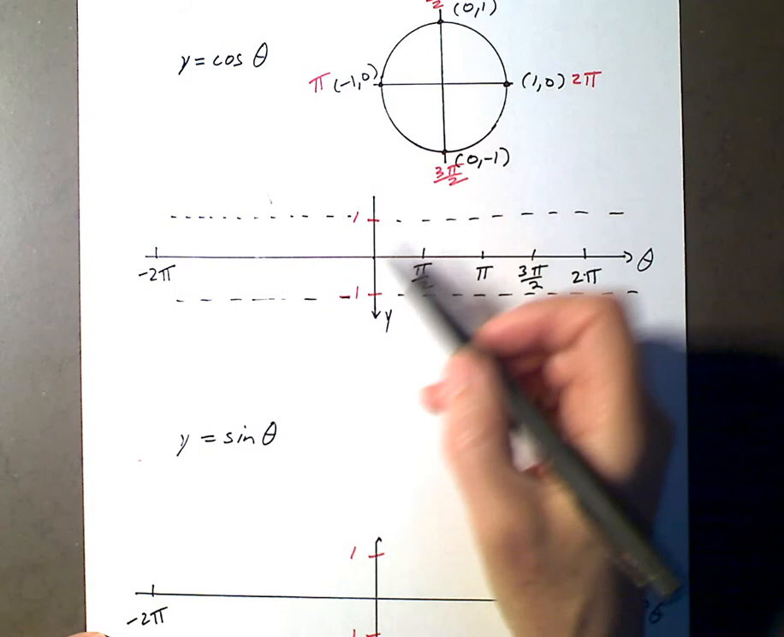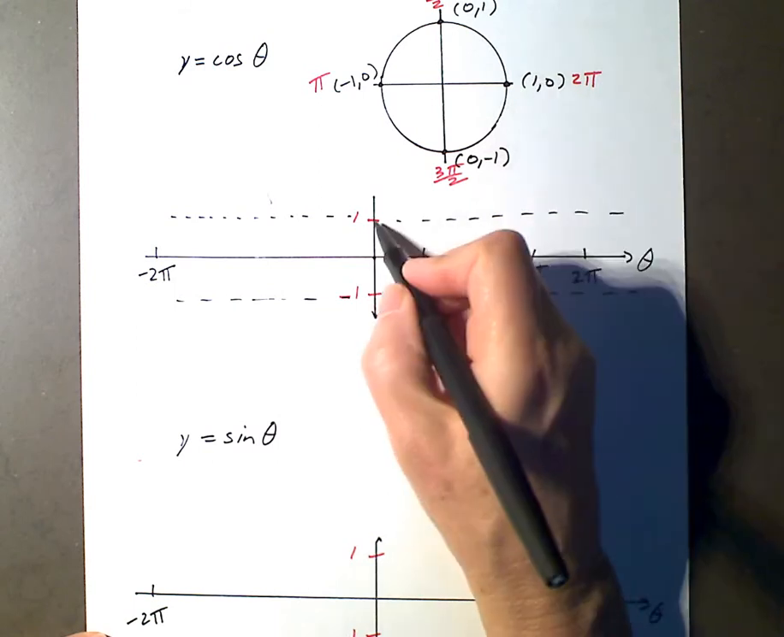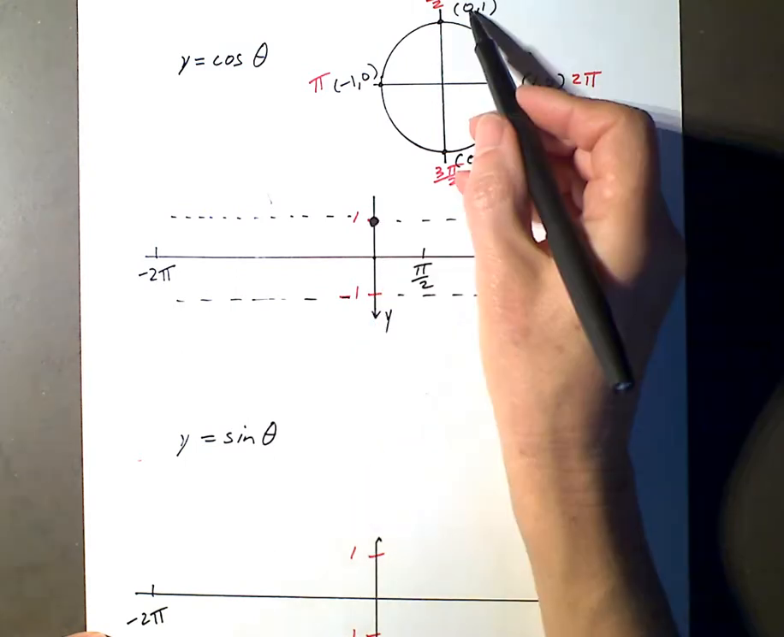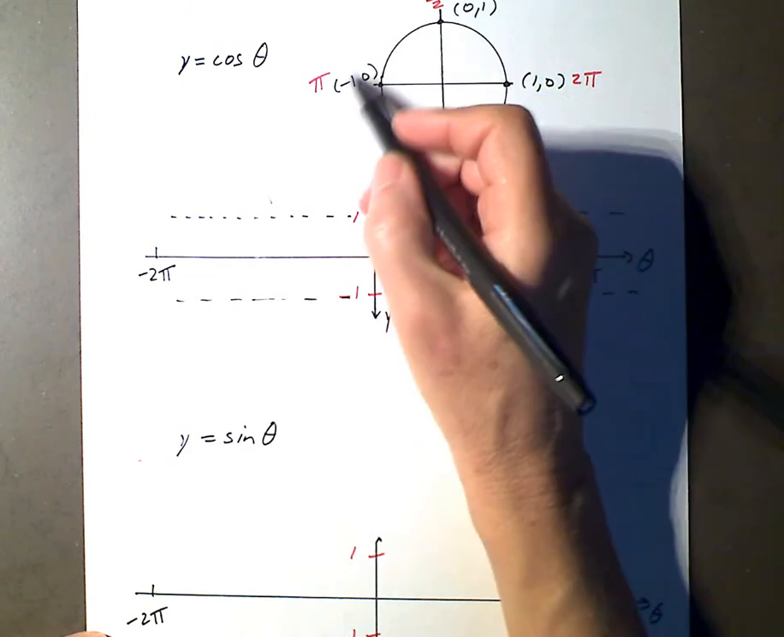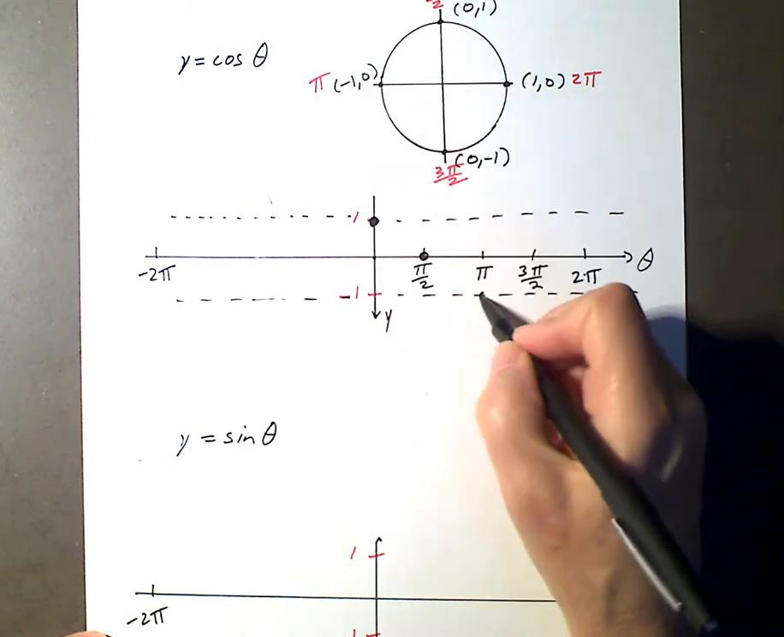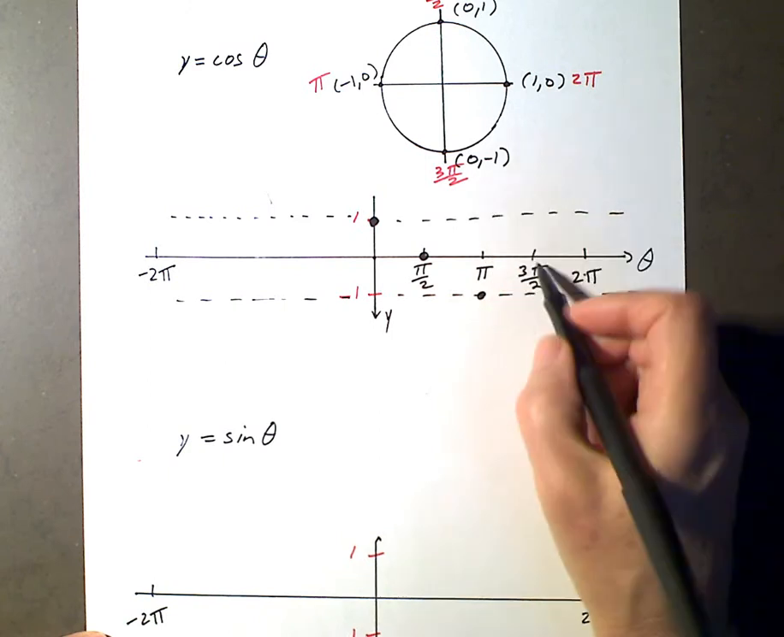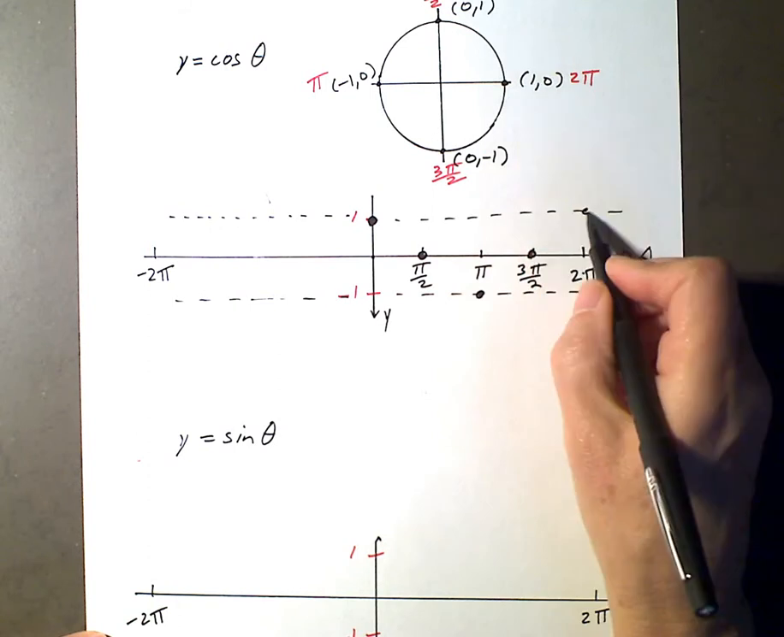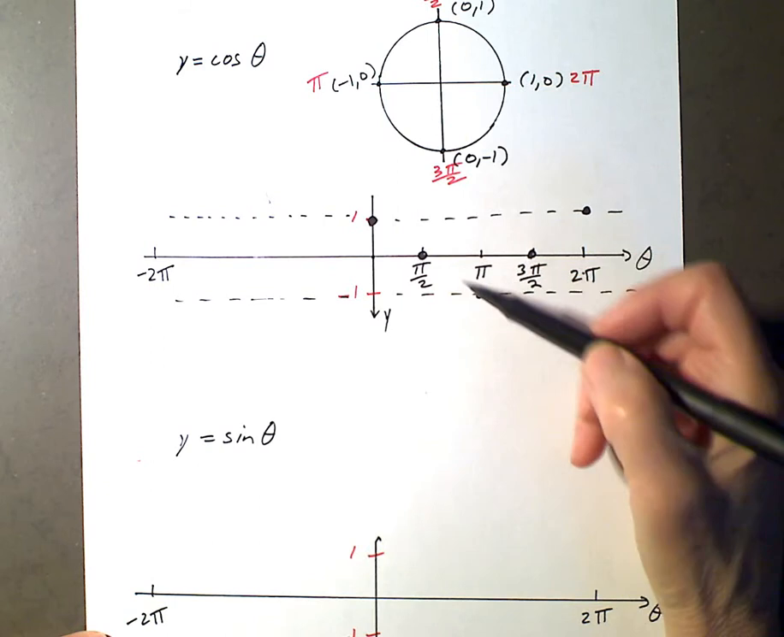So at 0, because this is 2 pi or 0, the cosine is 1. So cosine starts up here. And then at pi over 2 radians, cosine is 0. At pi radians, cosine is negative 1. So at pi, I'm at negative 1. At 3 pi over 2, the cosine is 0 again. And at 2 pi, the cosine is positive 1 again. And you're going to see this pattern from top to middle to bottom to middle to top over and over again.